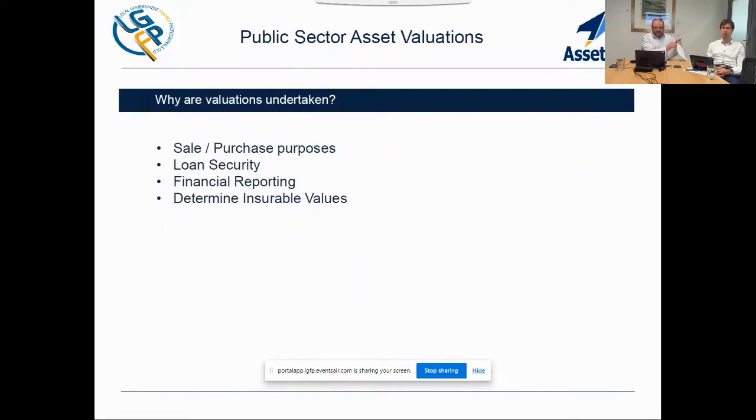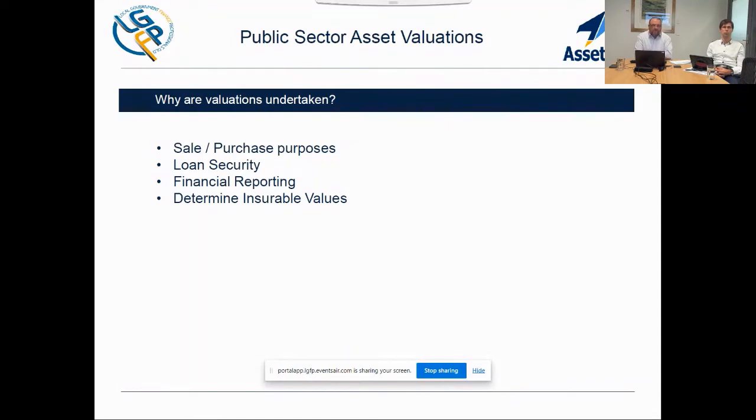So why do we undertake valuations? The primary reasons are on the screen there. For sale or purchase purposes, in your own lives, if you're acquiring a house or any other type of property, you may need to go to a bank, and the bank will instruct a valuer to prepare a valuation. It's actually for the bank. It's not for yourself. The valuer's responsibility under that scenario is to the bank and not you as an individual.